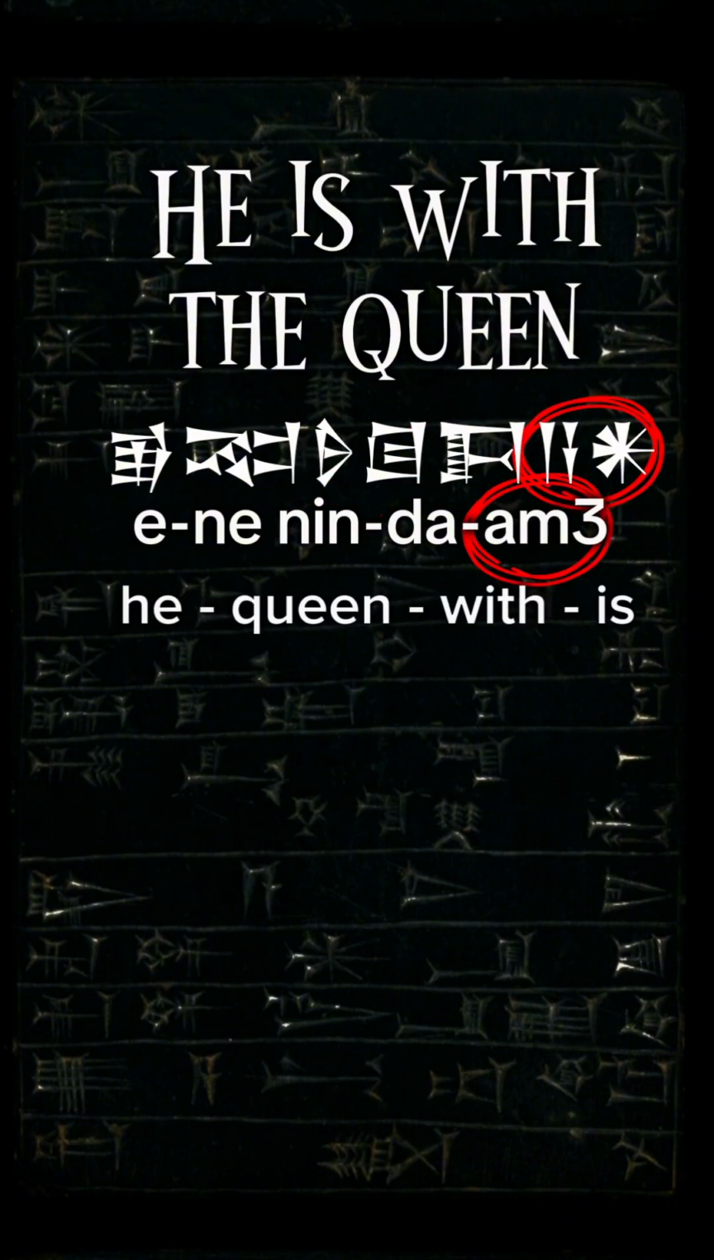So we have the independent pronoun, we have the head noun queen, the comitative case marker da, and the enclitic copula in the third person am3. All arranged in the grammatically correct word order according to Sumerian rules. So yeah, first question, completely wrong.